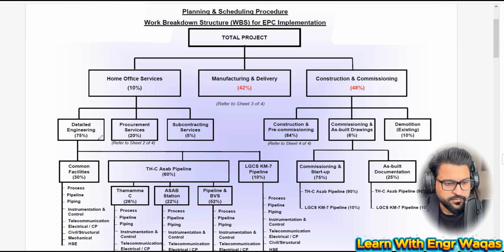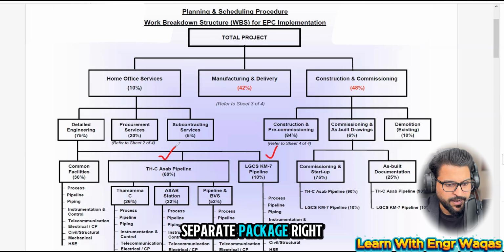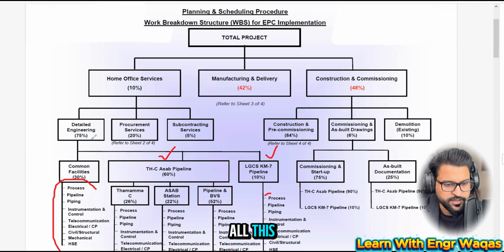So then this detailed engineering is further divided into 7 kilometer. So these drawings are a separate package. This is the separate package, right? This separate package is also dealing with the same things like over here. These are all the packages, common facilities for this one and all this. This is the complete pipeline drawings and all that, right?